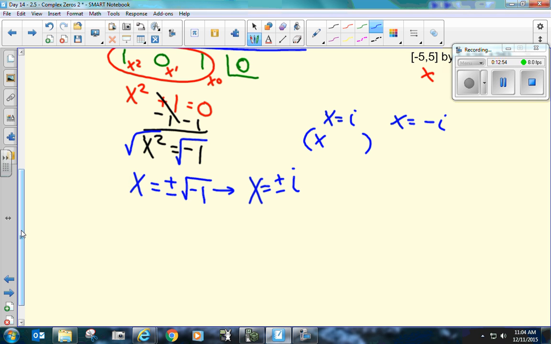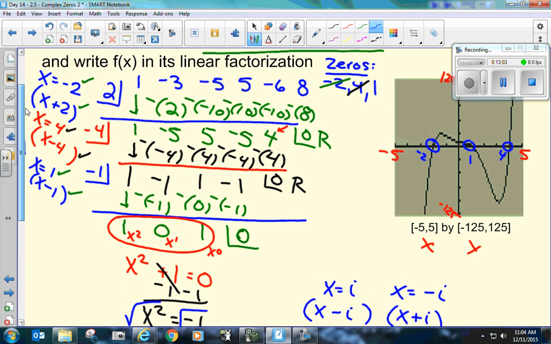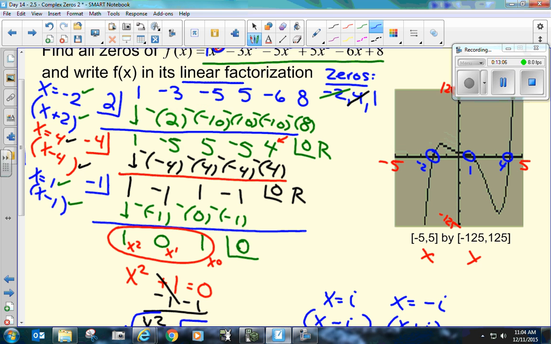So, let's summarize. If x equals i and x equals -i, what are the factors here? x minus i, and the other factor is x plus i. Now let's write all of our factors together, because that's what they want when they say write it in its linear factorization.